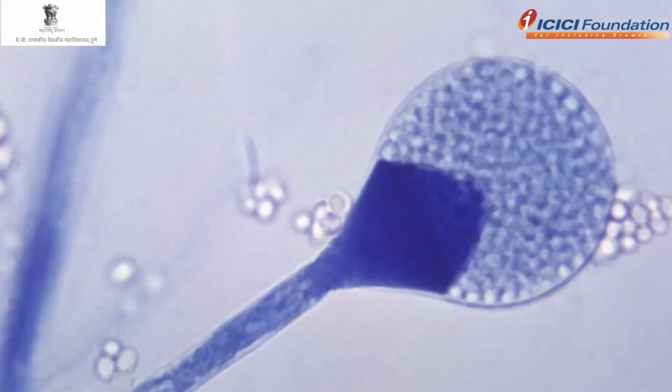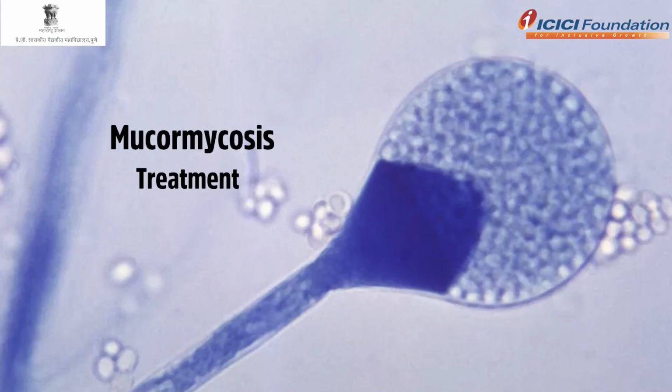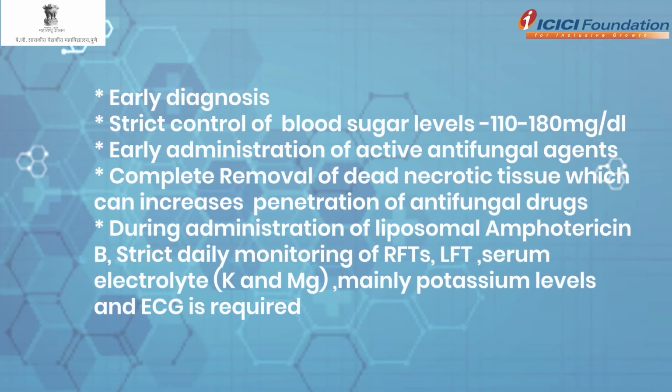We can also go for blood investigations like CBC, blood glucose level, renal function test, electrolytes like potassium and sodium, then liver function test, and ECG is also important. Now, how will you manage this patient? What is important in the treatment of mucormycosis? First and foremost, early diagnosis is very important. Then strict control of BSL and control of diabetic ketoacidosis. BSL should be maintained around 110 to 180 mg/dL, and also rational use of steroids.